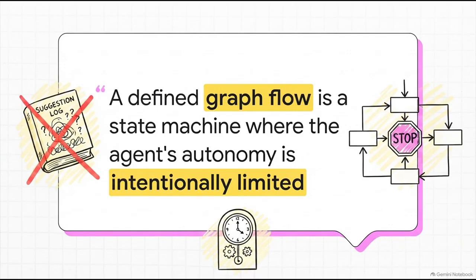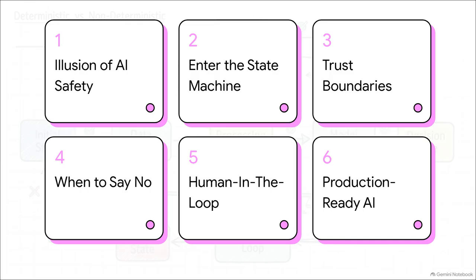We really have to stop treating AI as this unconstrained creative engine and start treating it as a component within a strictly governed system. So, here's our blueprint for today. We're going to dismantle the illusion of AI safety, introduce the state machine architecture, define some strict trust boundaries, figure out exactly when to say no, and finally, we'll look at human-in-the-loop systems to make your agents truly production-ready. Let's get right into it.